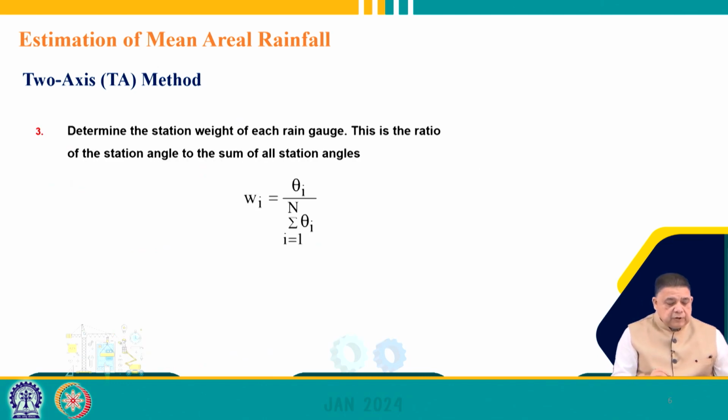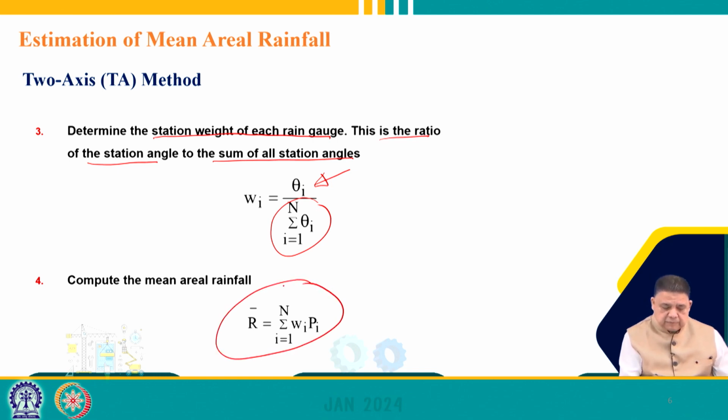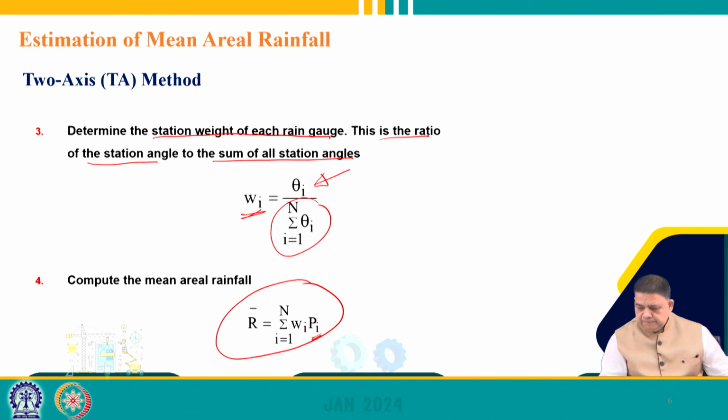Now, what we do next is determine the station weight for each rain gauge, and this is the ratio of the station angle to the sum of all station angles. For a particular station, theta I over the sum of all theta I. Basically, the weight is assigned based on the weight a particular angle makes compared to the total in the station, and the mean rainfall is computed using r bar equals the sum from I equals 1 to n of W I P I, where W I is the weight assigned to that particular station and P I is the rainfall recorded at that particular station.